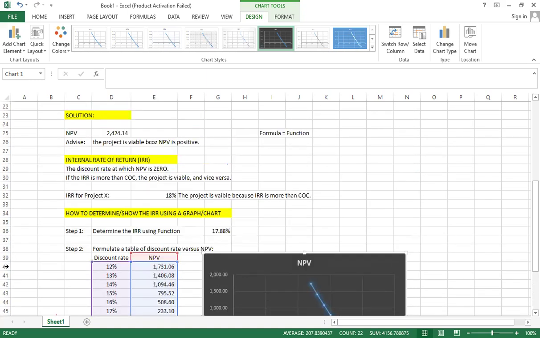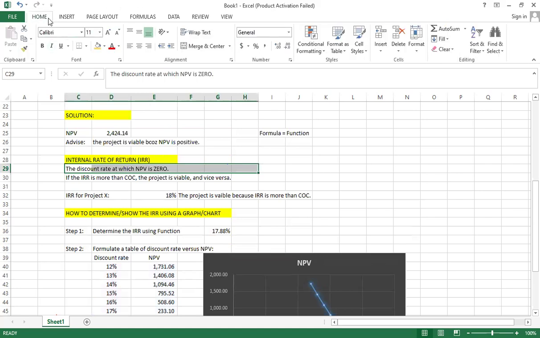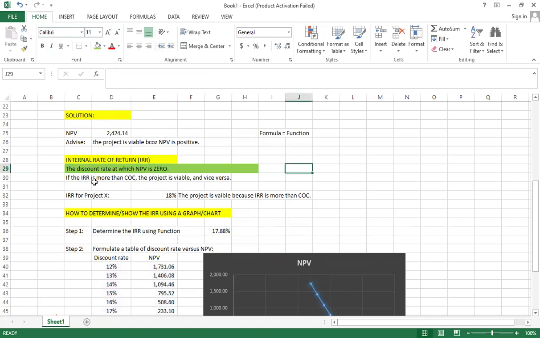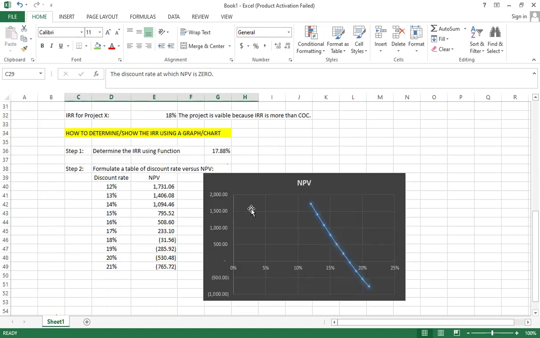Allow me to remind you that this is how we defined the internal rate of return. We say that the internal rate of return is the discount rate at which your NPV is 0. When you come to this graph, you know what we have plotted here.